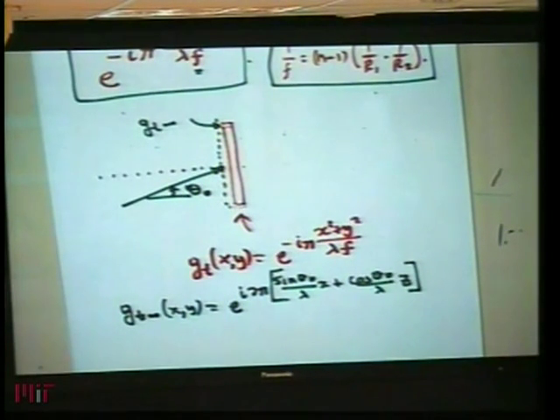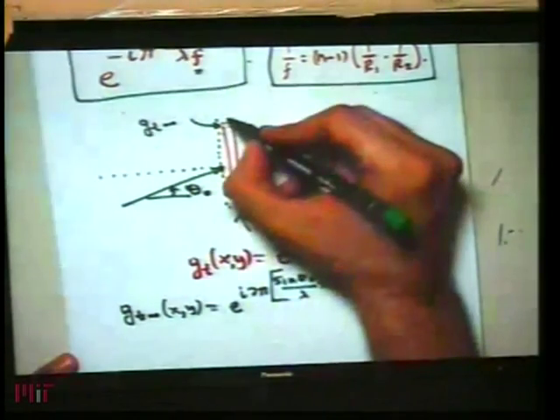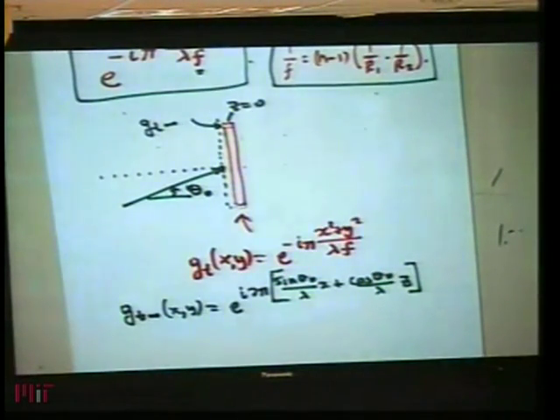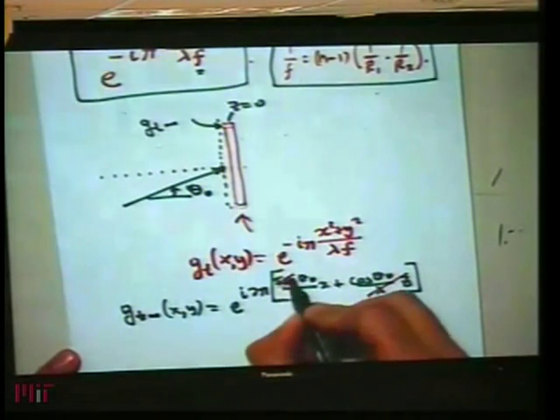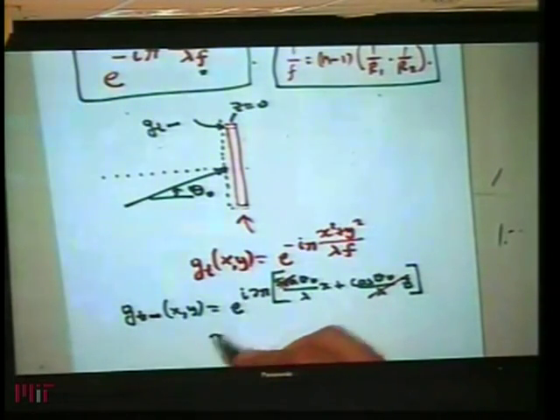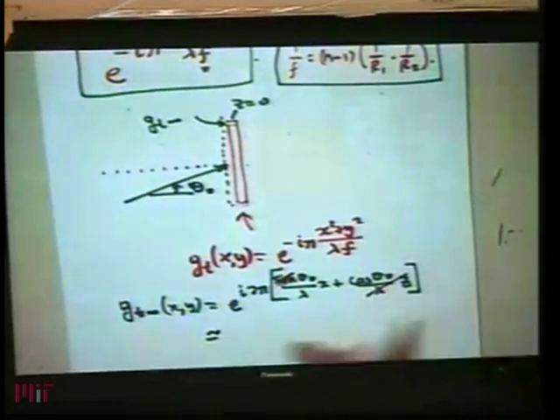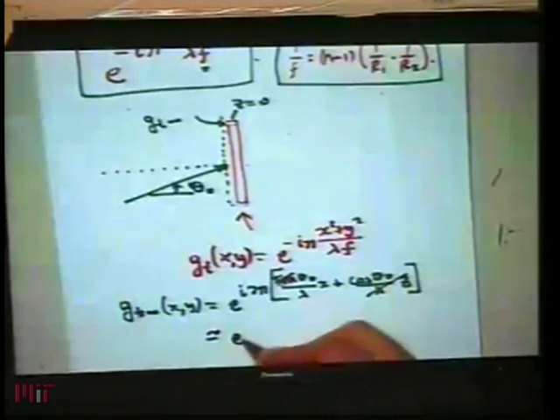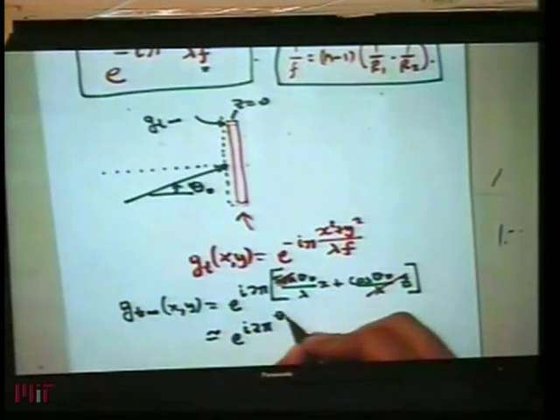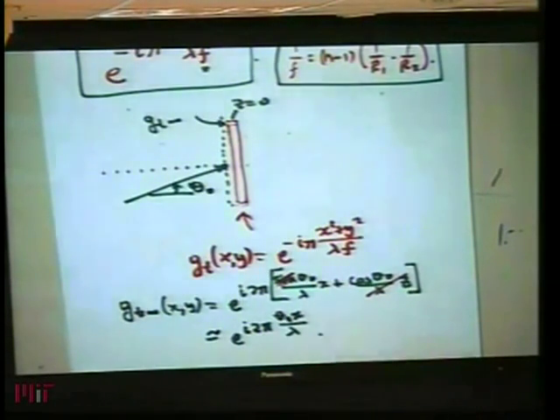And I'm going to do two things here. First of all, I'm going to place the transparency at z equals 0. So that knocks out this factor because z equals 0. And then I'm going to make the paraxial approximation so that knocks out the sine. So basically the field incident upon the transparency, upon the lens, is simply e to the i 2 pi theta naught x upon lambda.